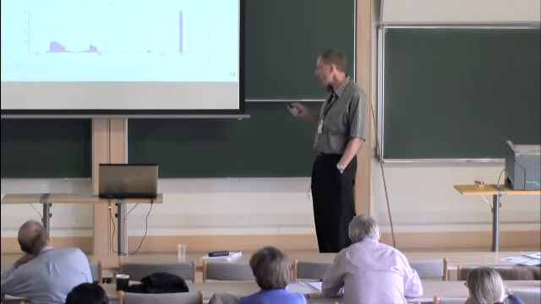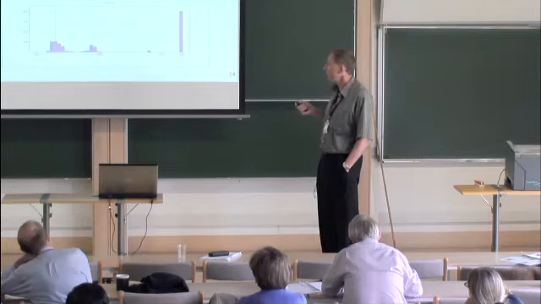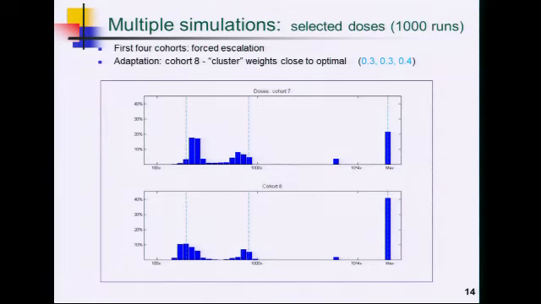For this particular simulation, for the first 4 cohorts, we used forced escalation. If you remember, we start very slow. We cannot go to the top portion of the dose response curve from the beginning. So we have to really force doses at the beginning and not do any estimation. And we start adaptation from the 5th cohort, and these are the histograms for the selected doses for the 7th and 8th cohort. They were the last 2 cohorts.